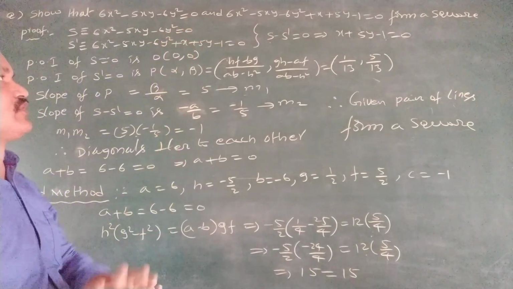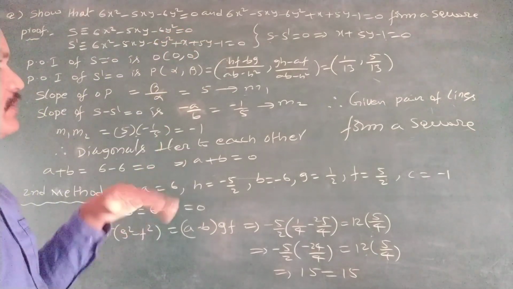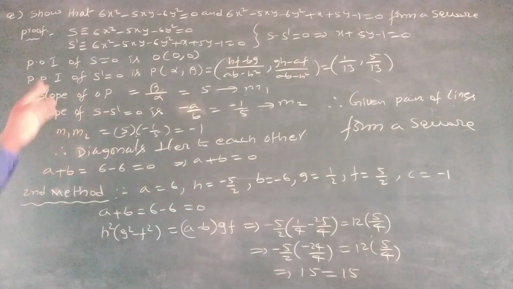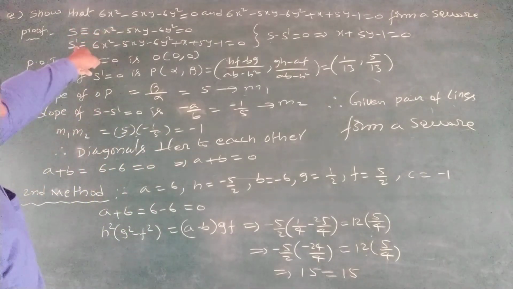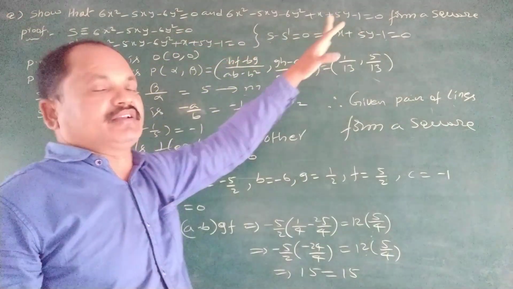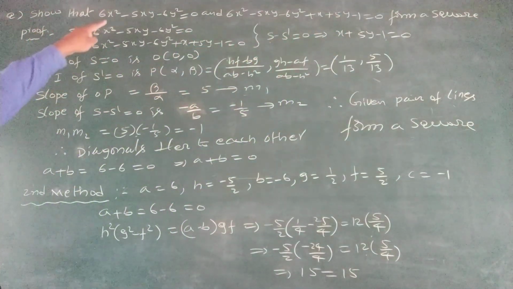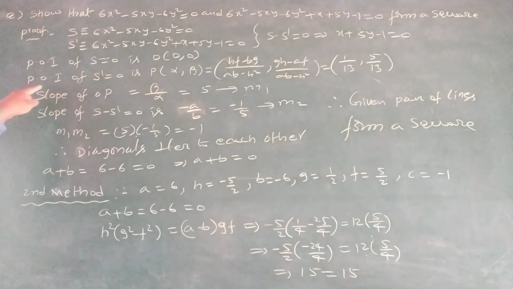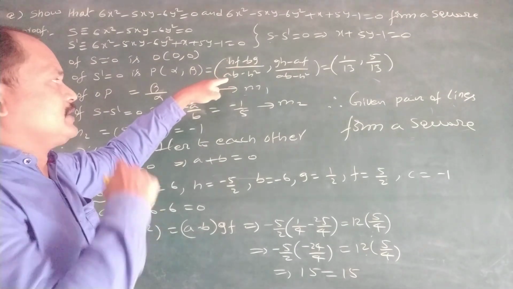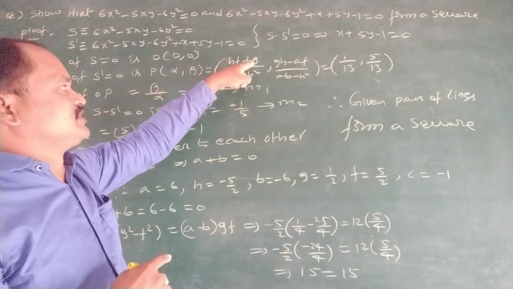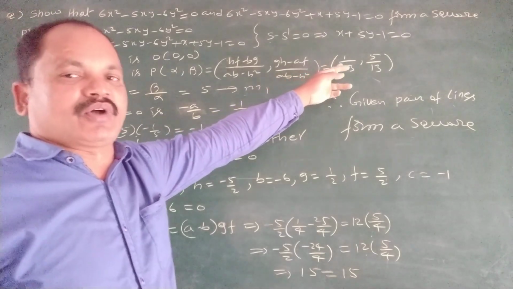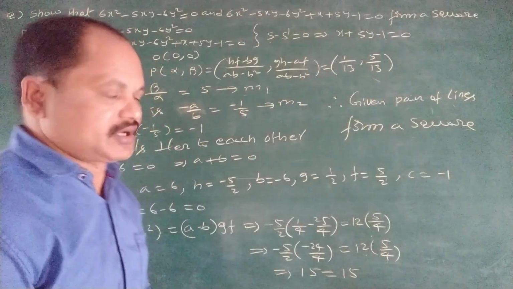0 and 6x square minus 5xy minus 6y square plus x plus 5y minus 1 is equal to 0 form a square. That's our first equation taken as S, second equation S dash, and S minus S dash is equal to the diagonal. Point of intersection of the first equation is 0, 0, and of the second equation is P(alpha, beta), according to h of minus bg by a minus h square, h of minus bg by a minus h square, gh minus a by a minus h square. So we get 1 by 13 comma 5 by 13, right?